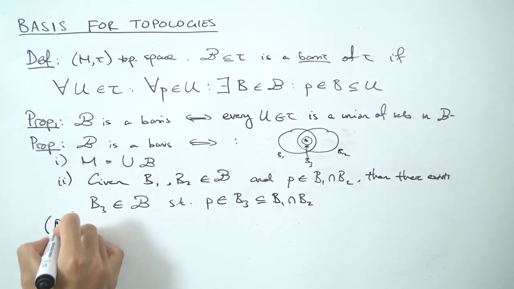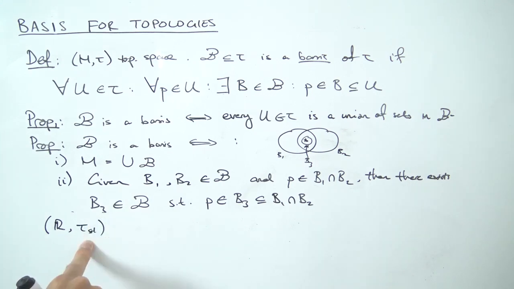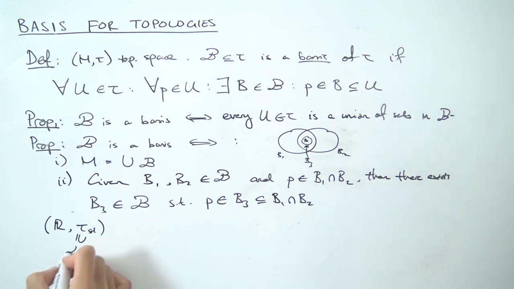Let's take a look at the real line, R equipped with the standard topology. Well, the standard topology, the set of all the open sets, is a ginormous set. It's humongous. But what we can do is take a look at a smaller set. Well, it's still infinitely large, but it's smaller in a way. We can take a look at a basis, maybe called the standard basis or something like that.